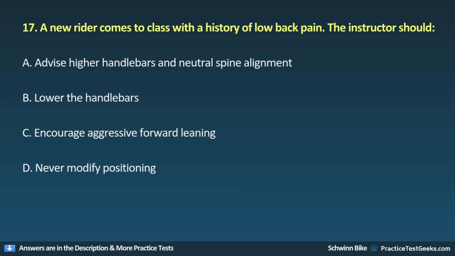17. A new rider comes to class with a history of low back pain. The instructor should A. advise higher handlebars and neutral spine alignment. B. Lower the handlebars. C.